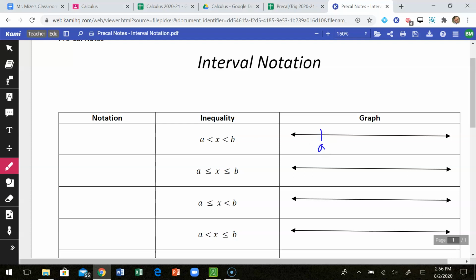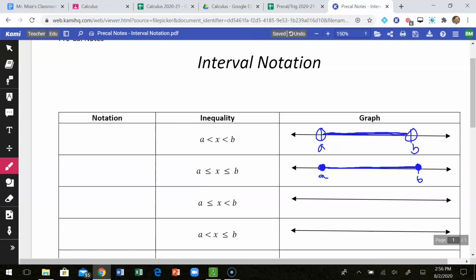If I knew that x was between a and b, and not including a or b, you would say, well, I've got an open circle at a and an open circle at b, and my solutions are in between. Right? This is something that you've done a long time ago. Whereas the next one, I would have closed circles at a and b, right? Because it can be a and it can be b, and my solutions would be in between, right?